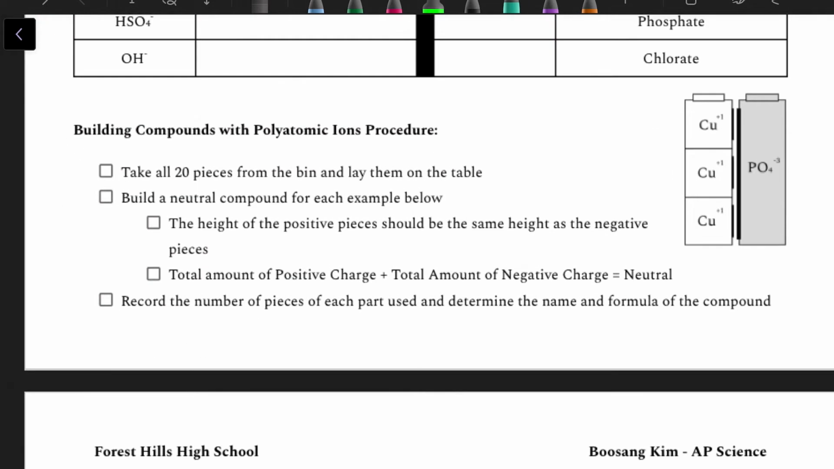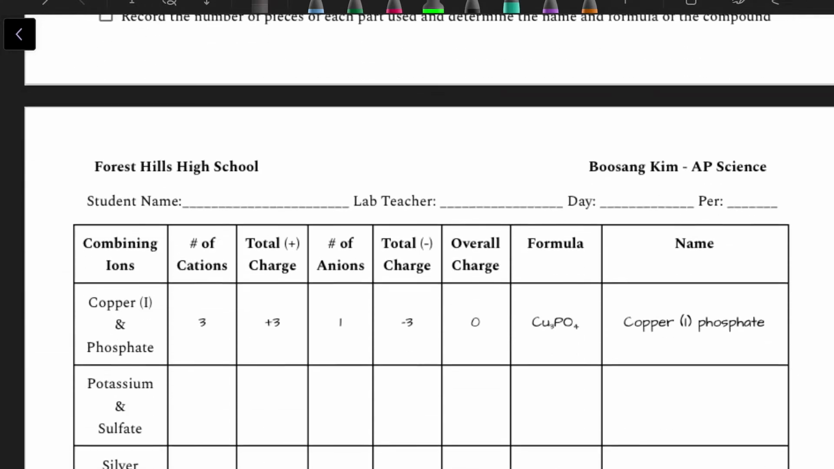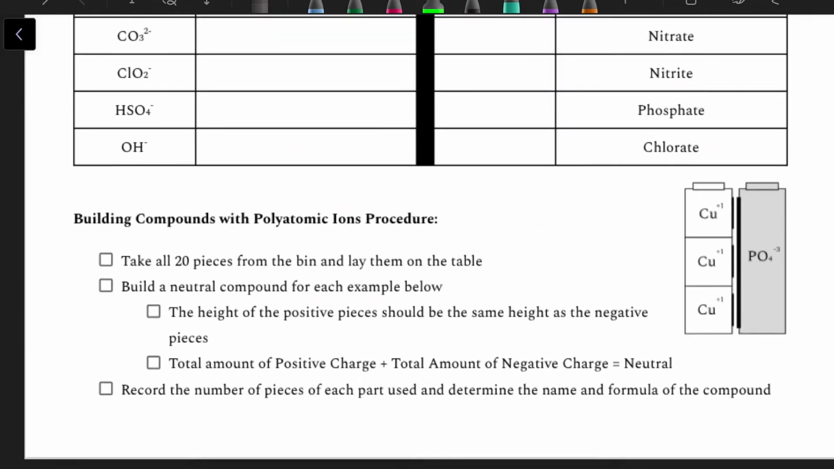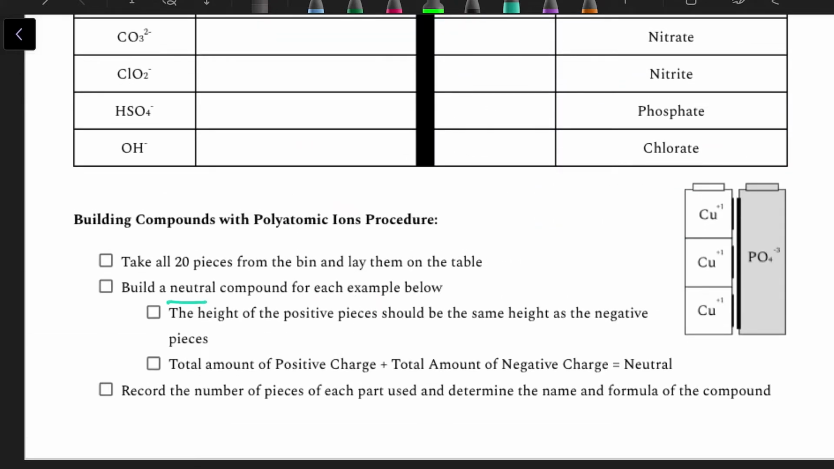Once you do that, we're going to build compounds with polyatomic ions. So at your station, you should see a bin full of little pieces. Your first step should be to take all those pieces out and lay them on the table. And we're going to build neutral compounds for each of the ions that we have here, each of the pairs. So again, a neutral compound is when the height of the positive stuff equals the height of the negative stuff.